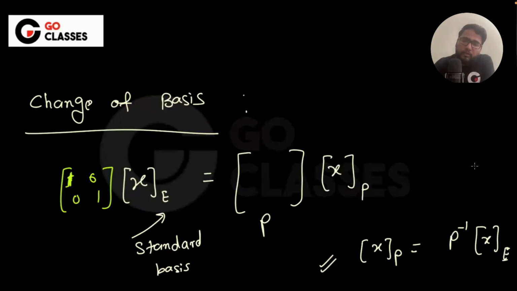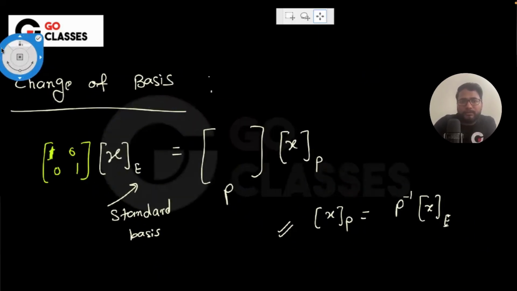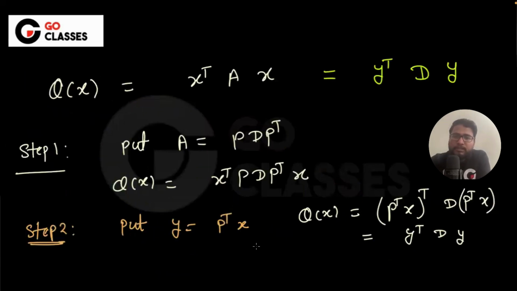Now, suppose P is an orthogonal matrix, then you can also multiply by P transpose. You just multiply by P or P inverse or P transpose, it doesn't matter if this is orthogonal, right? So you can just multiply by P transpose, so P transpose into x. Now, if you observe here, this is P transpose into x.